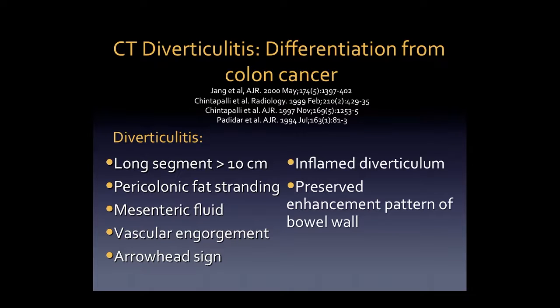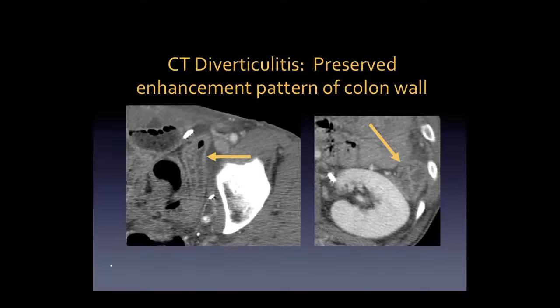A long segment of disease, greater than 10 centimeters. Seen fat stranding, seen mesenteric fluid, seen vascular engorgement, that arrowhead sign, that single inflamed diverticulum. We've talked about all of those signs. And then one more that we haven't talked about yet: preserved enhancement pattern of the bowel wall. Let me explain what I mean by that before we go on. Preserved enhancement pattern of the colon wall refers to seeing that stratified, edematous appearance through the whole area of abnormality without interruption.